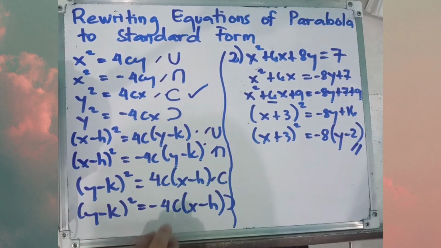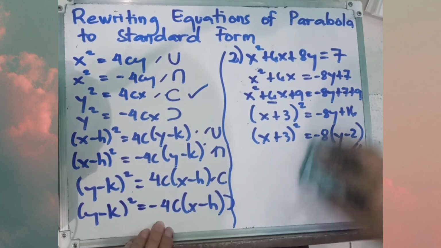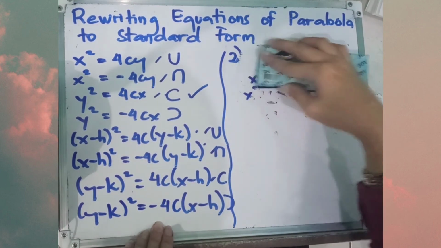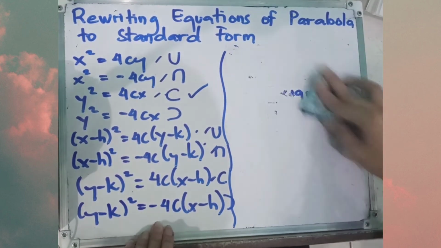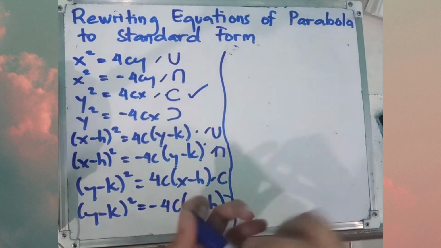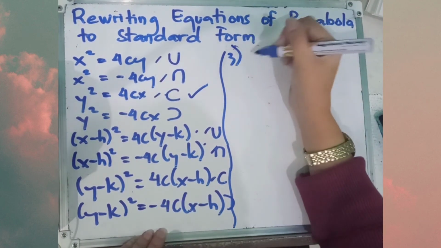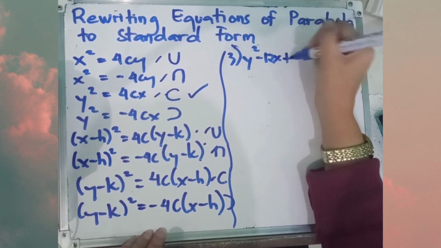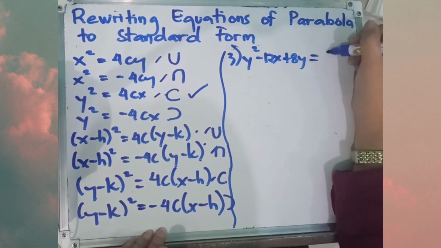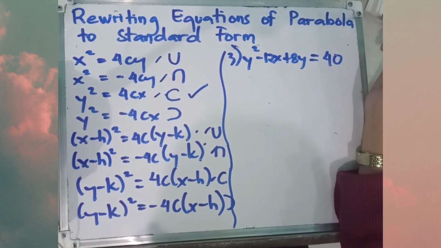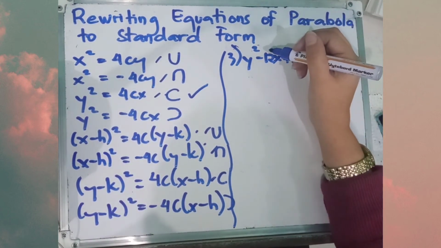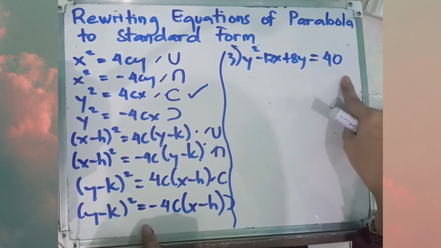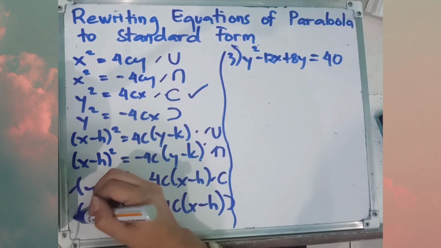Let me give you one last example. Example number 3, we have y squared minus 12x plus 8y equals 40. Earlier, the exponent 2 was on the variable x. Now it's on the variable y. So let's look for a way for this equation to look like this.